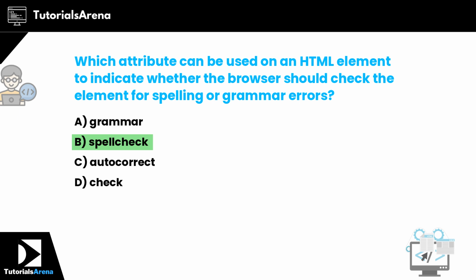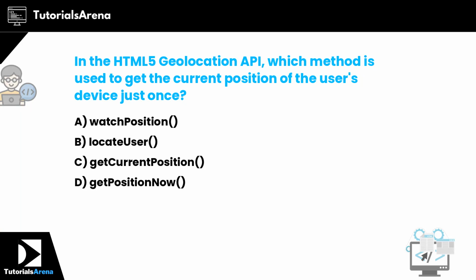The correct answer is option B, spellcheck. In the HTML5 Geolocation API, which method is used to get the current position of the user's device just once? The correct answer is option C, getCurrentPosition.